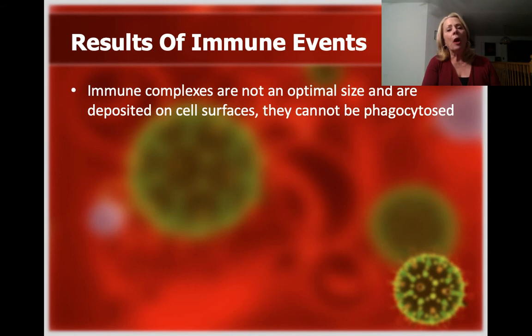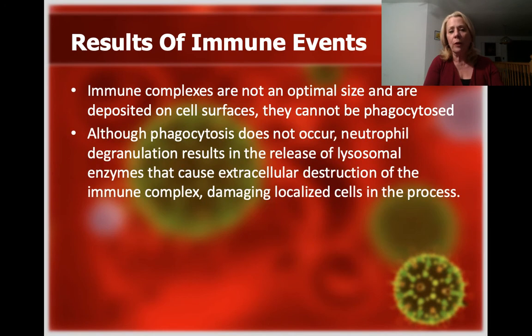So one of the things about immune complexes is that they're too big. You have all these antibodies and cells coming together, there's too much of them, and because of that, phagocytes can't eat them and destroy them. The phagocytes are kind of like, I don't really know what to do anymore. So a lot of times they will degranulate, and when they do, they release lysosomal enzymes. And these enzymes will cause damage in the tissues where they're being released.